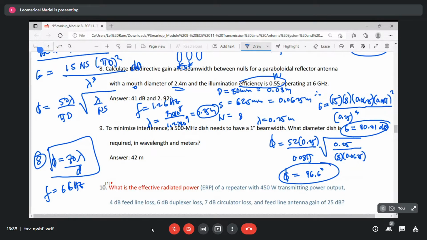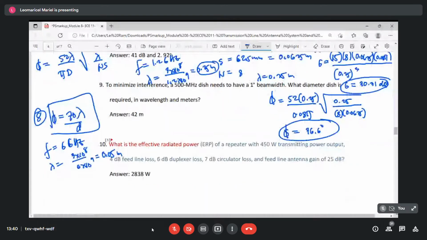Binigay naman yung diameter, 2.4. Yung illumination efficiency, binigay naman yan, automatically pag ang illumination efficiency is 0.55 to 0.6, 70 lambda over d na agad. Now, yung frequency mo, binigay na 6 gig. So, kunin natin ang wavelength: 3 times 10 to the 8 over 6 times 10 to the 9, that is 0.05 meters. So, gamitin nyo na. Yung beam width mo, 70 lambda over d, which is 70 times 0.05 over diameter, binigay naman na 2.4. Ilan?